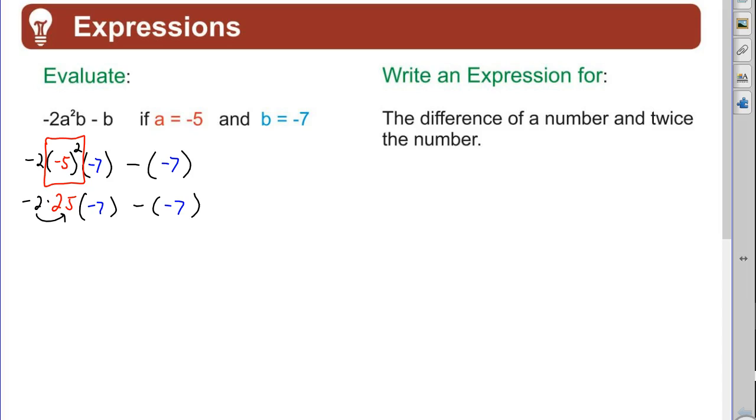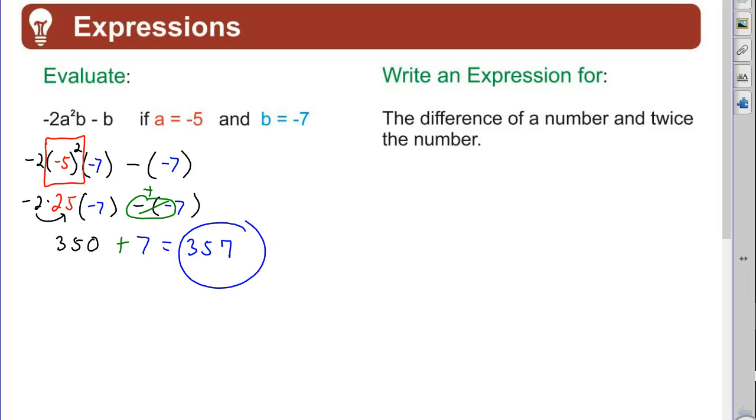-2 times 25 is -50, and a -50 times a -7 is a positive 350. All right, positive 350. And then here, multiplication, minus a minus is multiplication. That's a plus. And we have +7, and so we end up with 357. Okay, some evaluation. We'll do more of that in our next lesson.